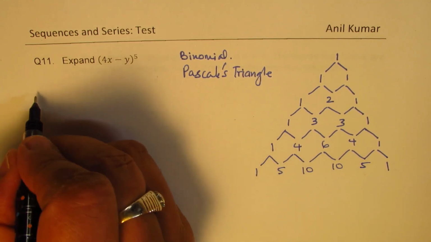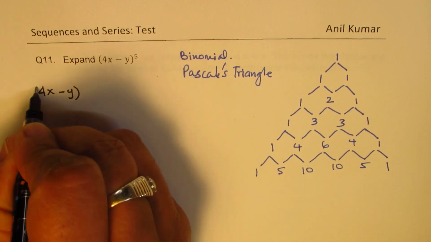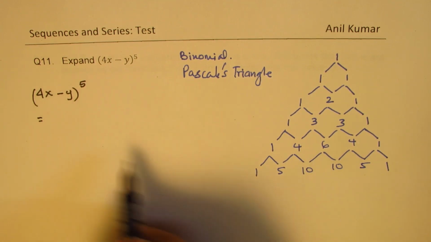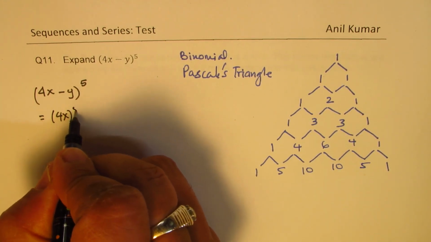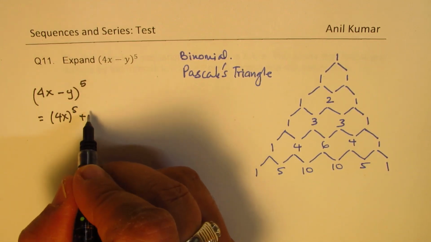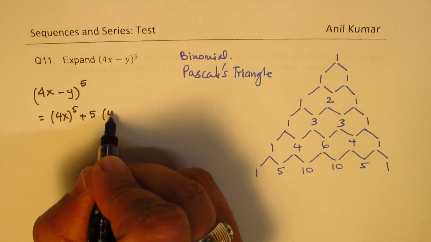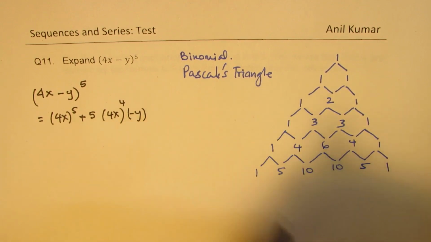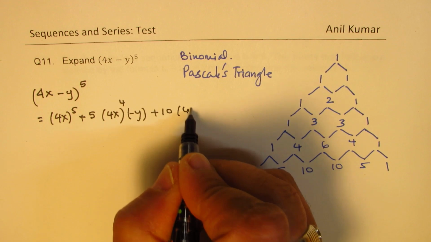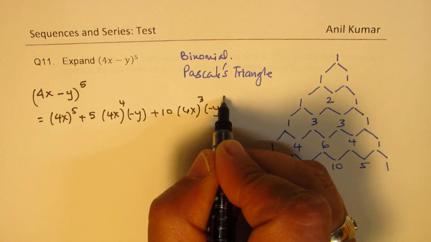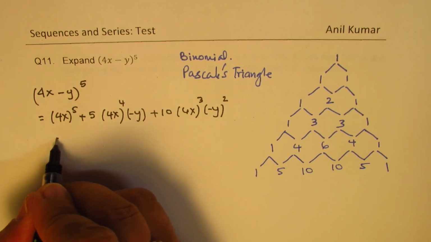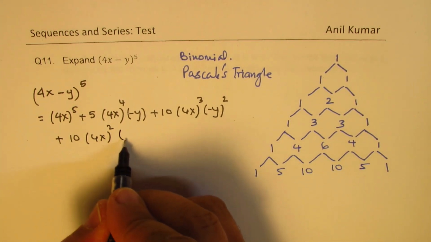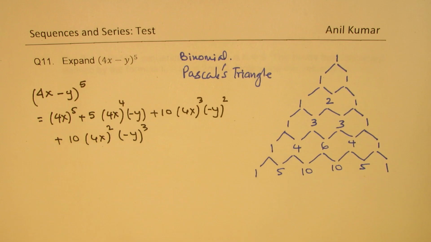So let's figure this out. We have (4x minus y) to the power of 5. So what we get here is the first term coefficient is 1, but the power is 5. So we get here (4x) to the power of 5 plus, now we get a coefficient of 5 times (4x) to the power of 4 and (minus y) to the power of 1, right? Next coefficient is 10, (4x) to the power of 3 times (minus y) squared, and then we have again 10, so let's write down here, plus 10 is the next coefficient, and we have (4x) squared times (minus y) cubed. Their sum of powers will always be 5, okay?